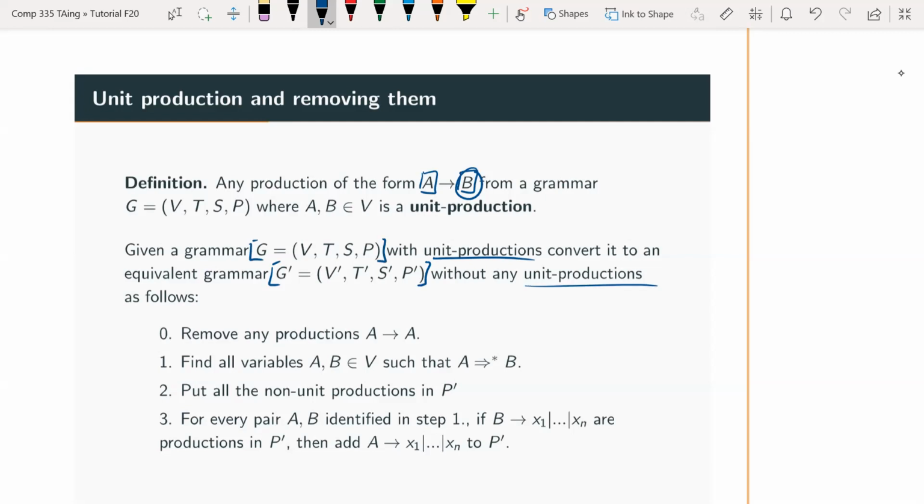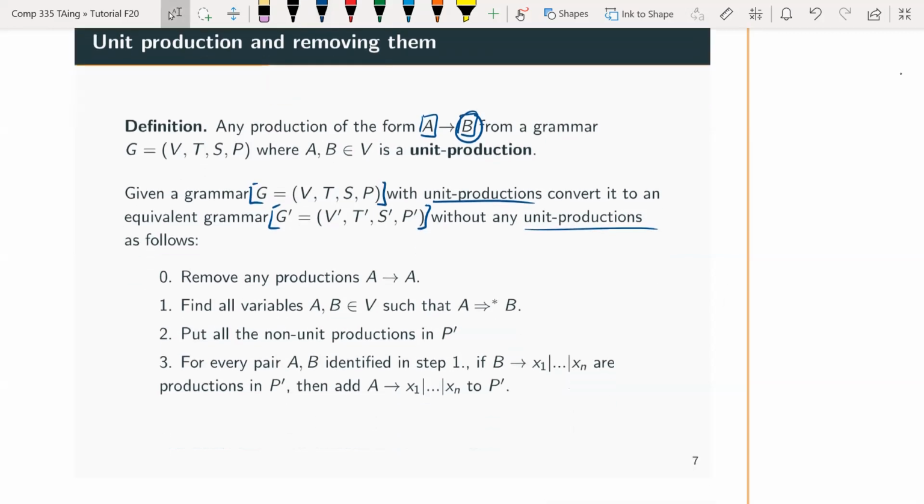So how are you going to do this? Well, again, there's a step-by-step procedure that you can follow. The first thing you're going to want to do is remove any of the productions that are self-production rows, right? Because these are clearly completely useless. They don't really add any information to the derivation, to your grammar, okay?